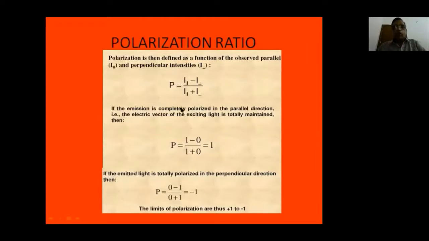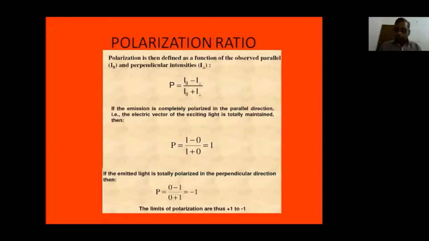One is called the polarization, which is nothing but the difference of I parallel and I perpendicular divided by the sum of the intensities. This is what is called the polarization. Now, if it is parallel, the intensity will be maximum, 1. If it is perpendicular, it will be 0. If you take the ratio, the maximum value for P can be 1. And if you excite in one direction and the molecule is oriented perpendicular, it can be -1. So the range of the polarization value can be from +1 to -1.